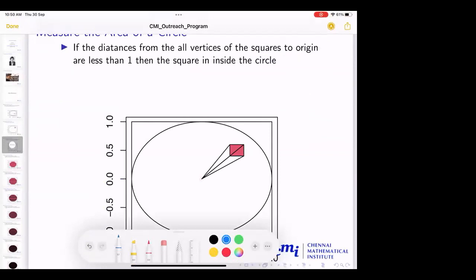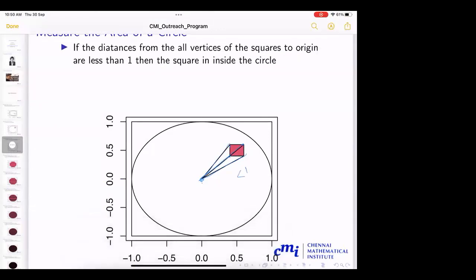Measure these distances of all the vertices of the square from the center, and make sure these distances are less than 1. If you just do that, then that is good enough. Then we will know that that square is inside the circle.